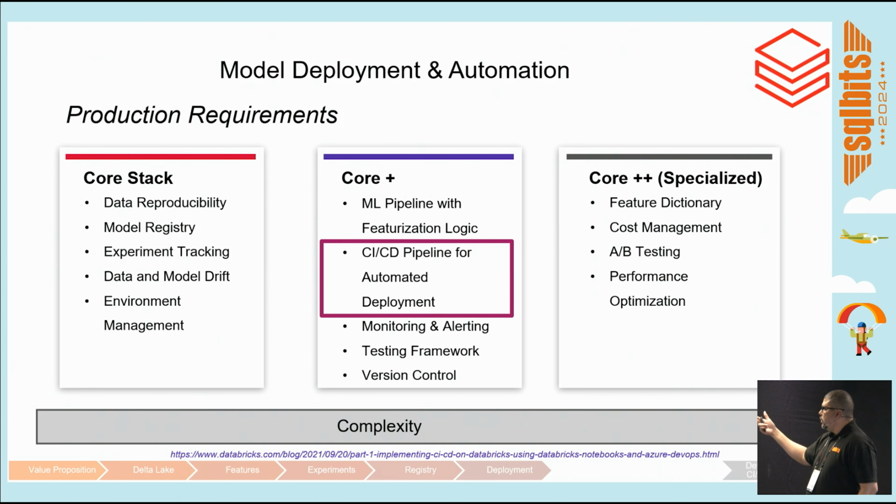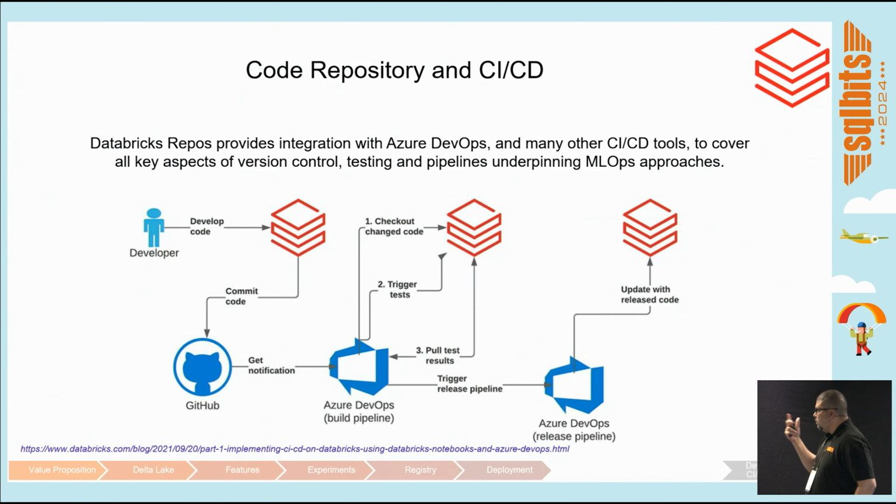Depending on your production requirements, you might even need to do some A/B testing or some performance optimizations. It really depends on what your organization requires as far as governance and automation goes. But for CI/CD pipelines, here we're talking about code repository and deployment automation.